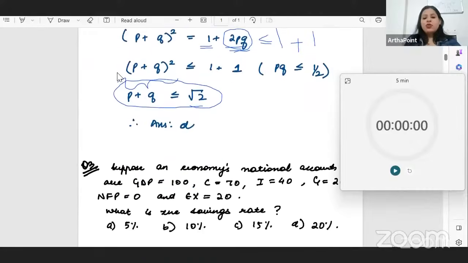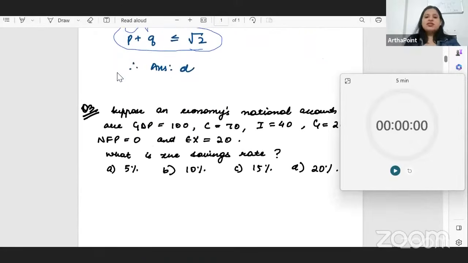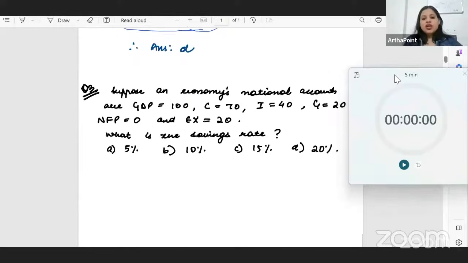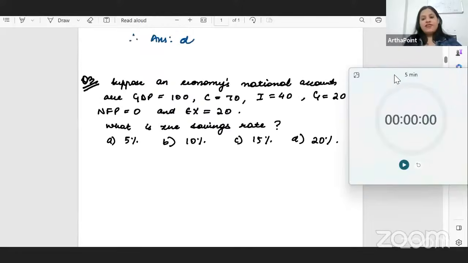Okay. So now let's move on. This is a question from macroeconomics. I have picked a relatively easy question. Let's see if you're able to solve this or not. I'm going to start the timer. I will give you 5 minutes to solve this question. The question is as follows.